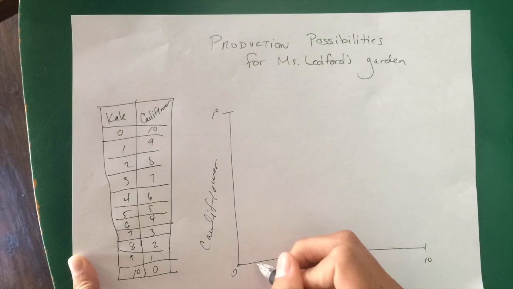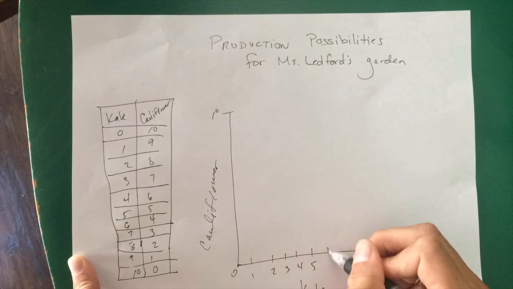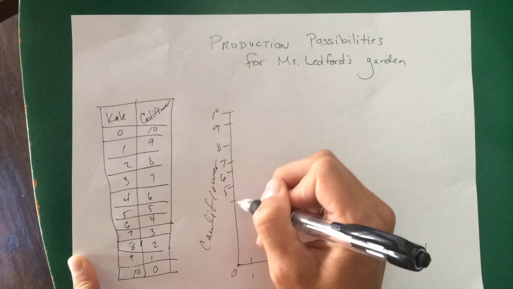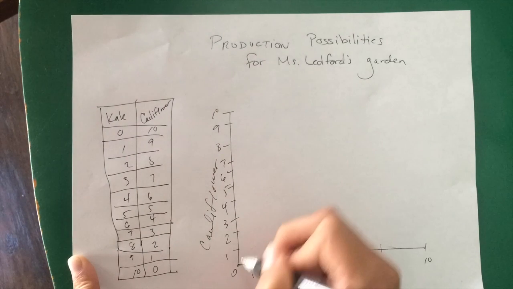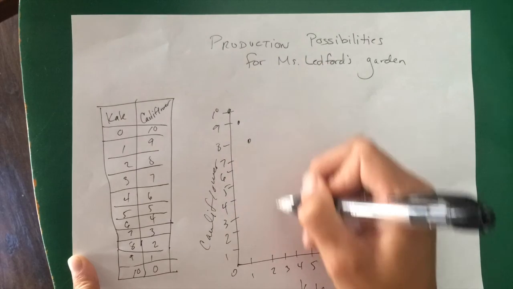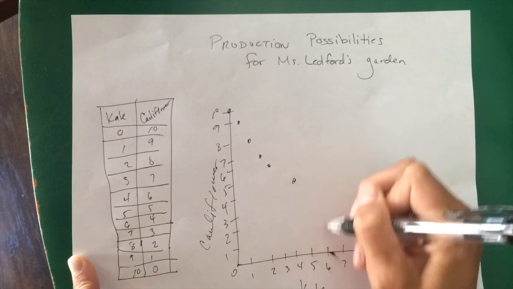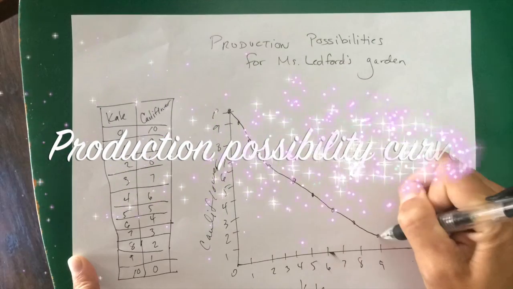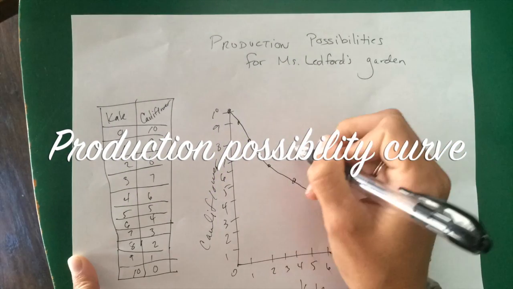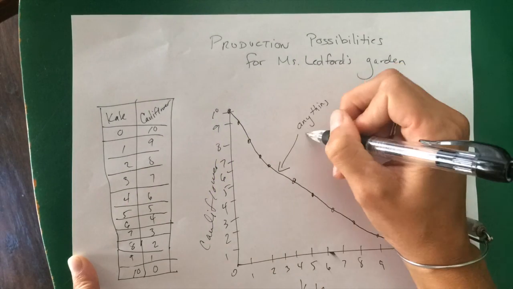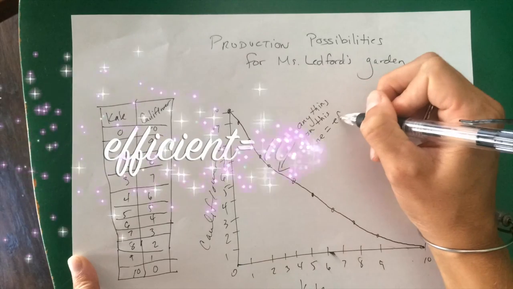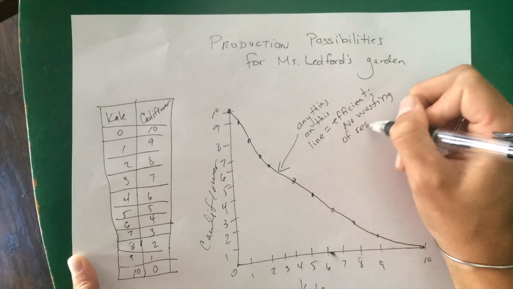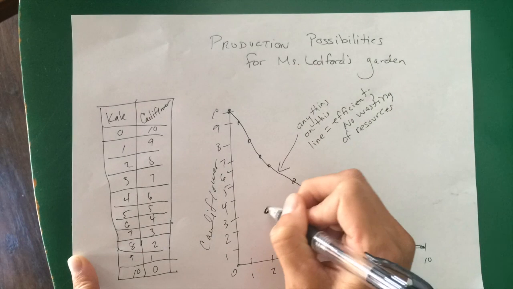From there, you take that chart number and you put it in a graph. So I'm going to put kale down at the bottom, 0 through 10, and cauliflower running up the vertical, 0 through 10, and I just plot those points. And all of these points, once you connect them together, this is going to give you your production possibility curve or your production possibility frontier. Anytime that you produce on this line, you are said to be efficient, meaning you are not wasting anything. You have planted the maximum amount that you can with your resources that you had at hand.